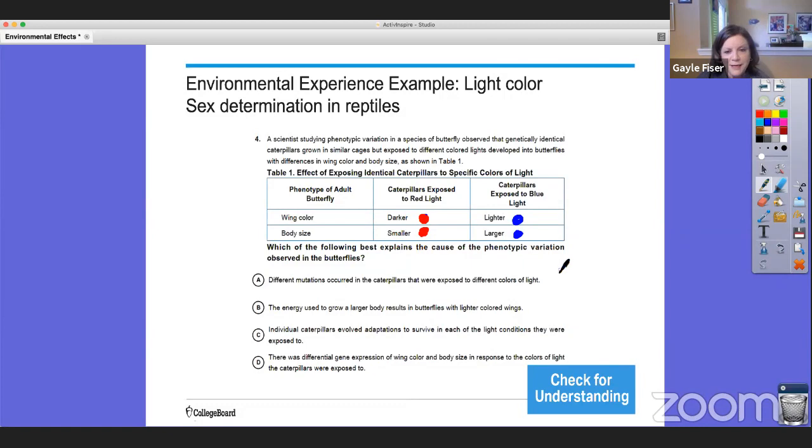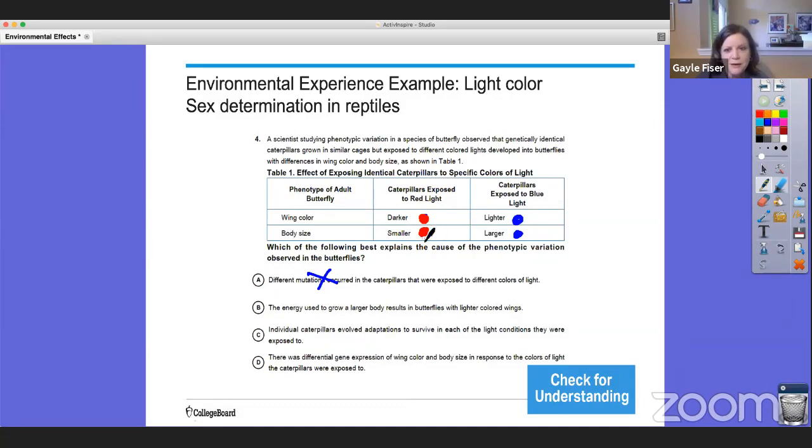Which of the following best explains the cause of the phenotypic variation observed in butterflies? A, different mutations occurred in the caterpillars that were exposed to different colors of light. No. If they had mutations, there's no guarantee that all are going to have the same mutation, and then that would be before them.